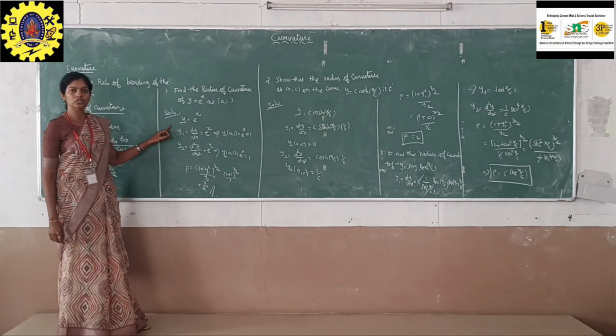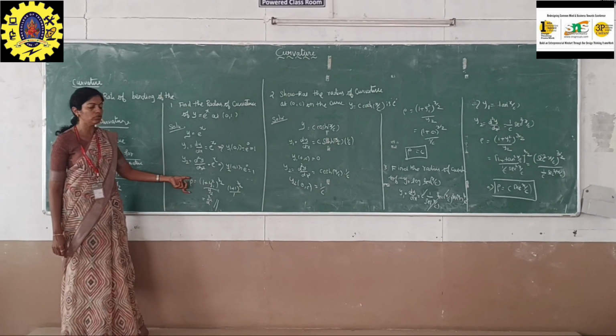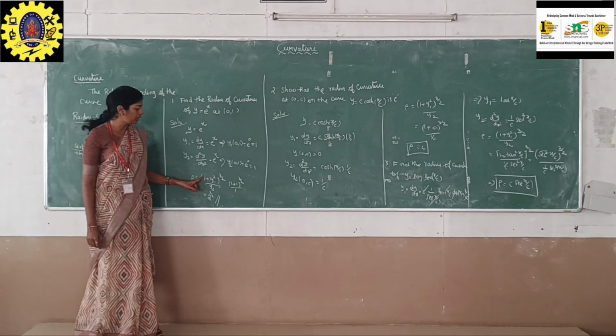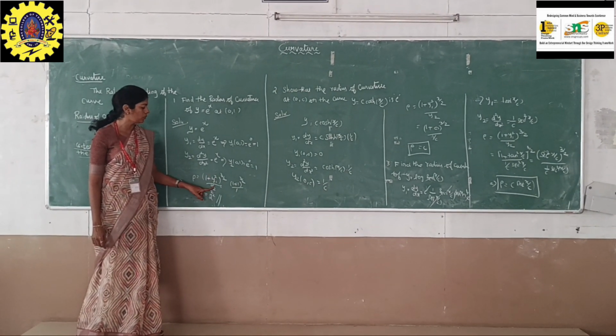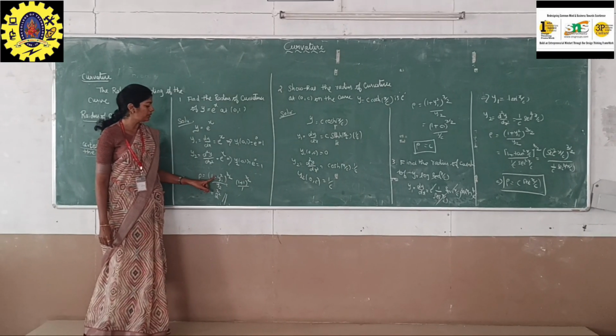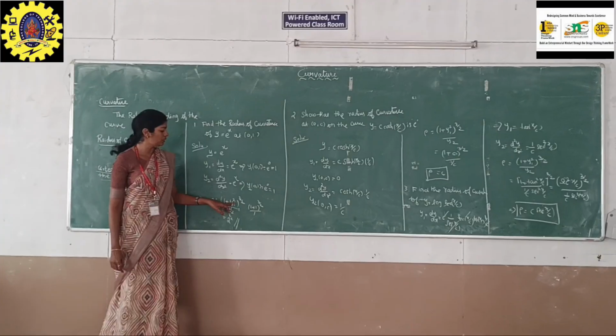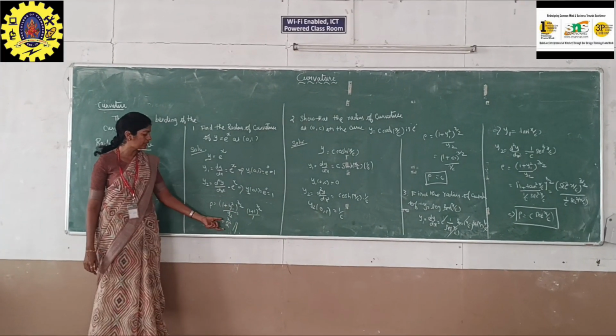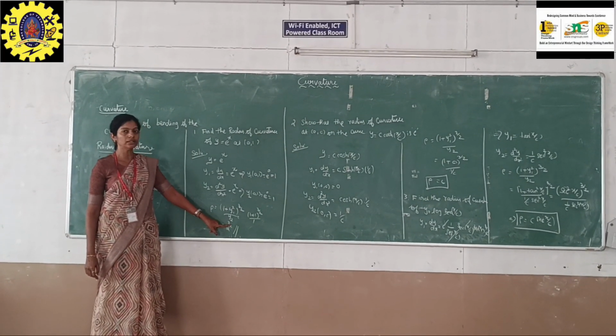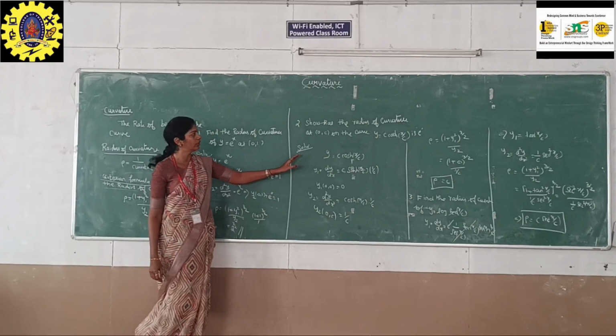Then after getting y1 and y2, we have to apply our formula. The formula is (1 plus y1 square) whole power 3 by 2, divided by y2. If we replace the y1 and y2 values, we get rho as 2 power 3 by 2. Next we have to move on to the next problem.